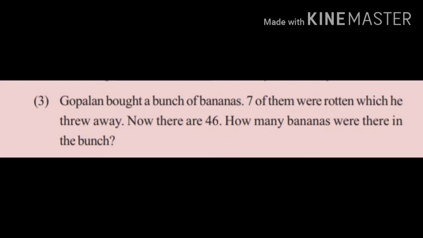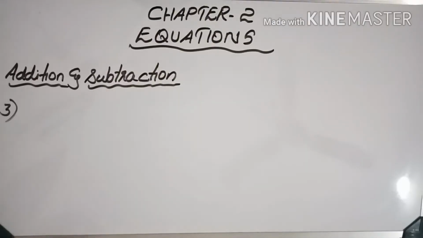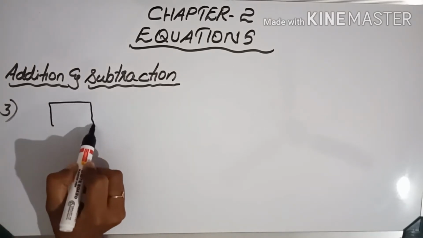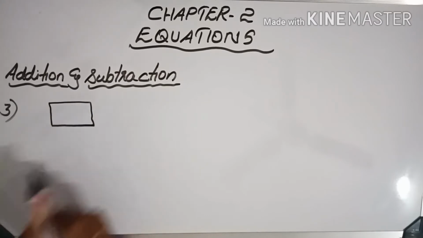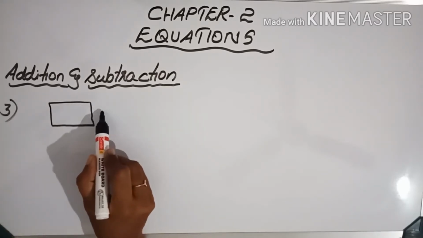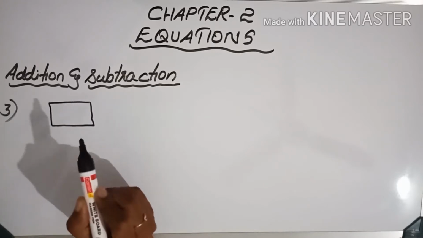Next is question number 3. Gopalan bought a bunch of bananas. 7 of them were rotten, which he threw away. Now there are 46. How many bananas were there in the bunch? Okay. Here in this question, Gopalan bought a bunch of bananas. We don't know how many bananas were there in that. Okay. So a bunch of bananas. From this, 7 were rotten. Okay, 7 were rotten that he threw away.